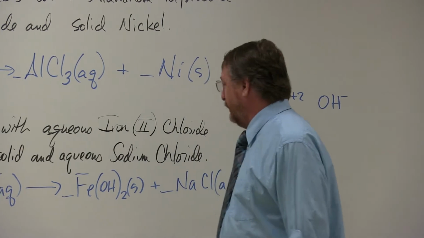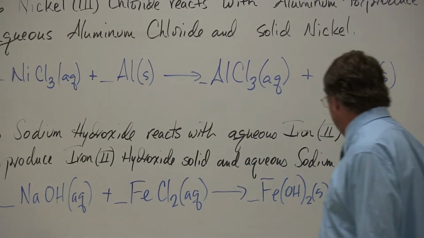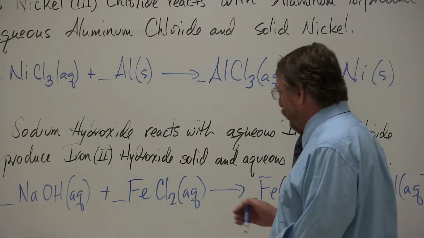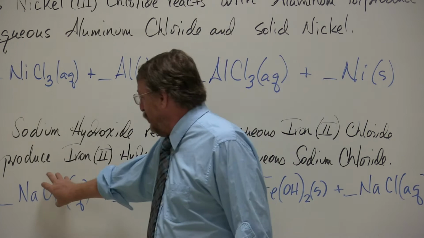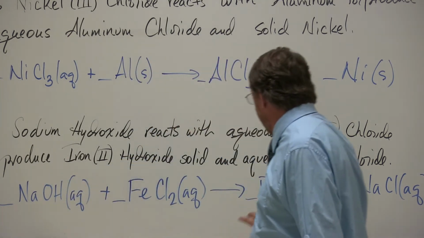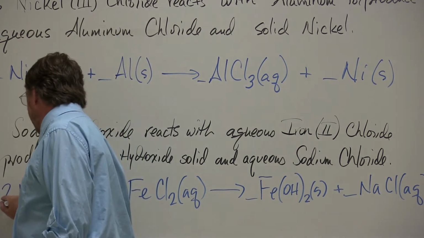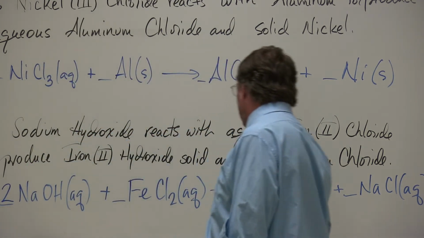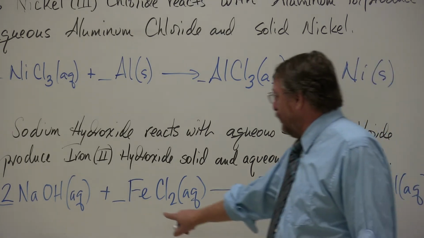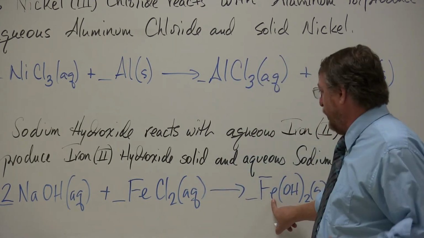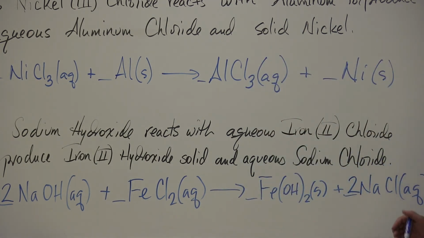This one's not balanced as written. So I've got 1 sodium, that's balanced. But remember, when you're working with polyatomic ions, work at them as whole units. So I've got 1 hydroxide here, 2 hydroxides here. So I'm going to drop the 2 out in front of here to balance my hydroxides. When I do, I've changed my sodium. I'm going to put a 2 there. 1 iron, that's balanced. 2 chlorines, we're balanced.